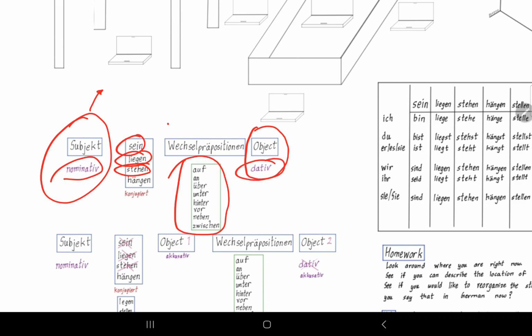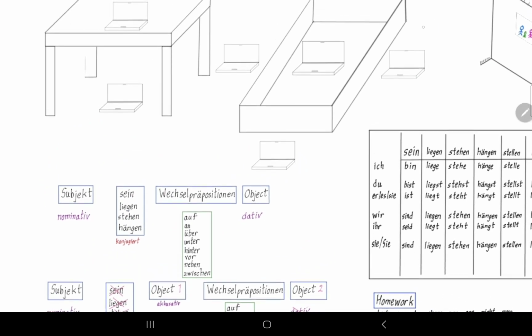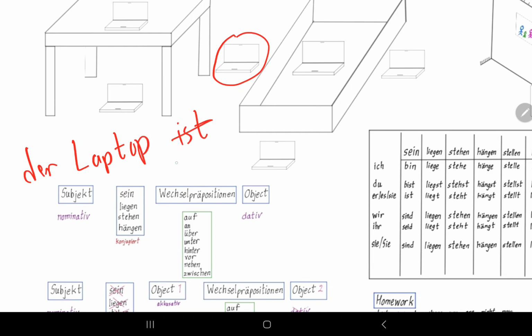Okay. Now, if you want to say between, let's say if I want to describe this one, like this is between. You can say it is next to the table, next to the box, or you can say it is between the box and the table, right? So you will say der Laptop ist... let's not go with this. Let's go with lying. To say is lying, you don't have to say ist liegt.